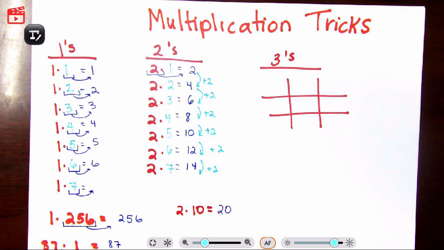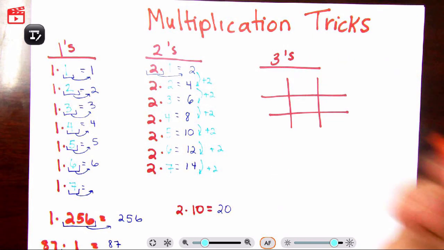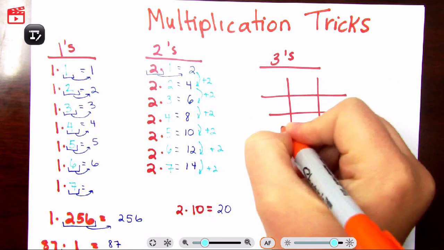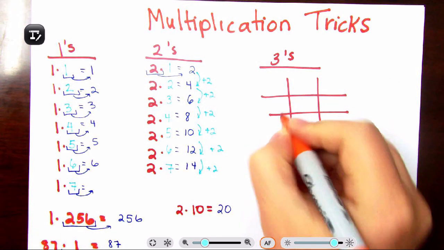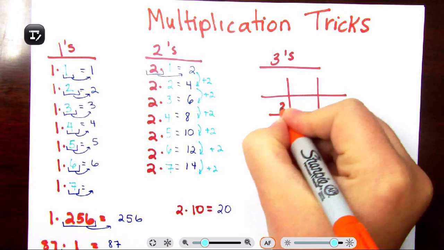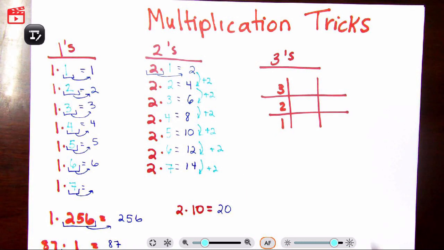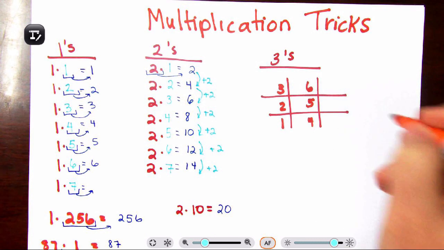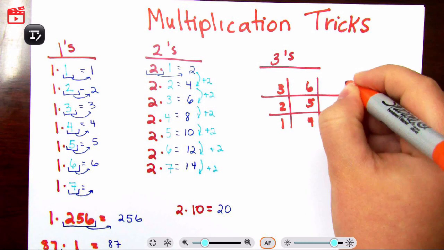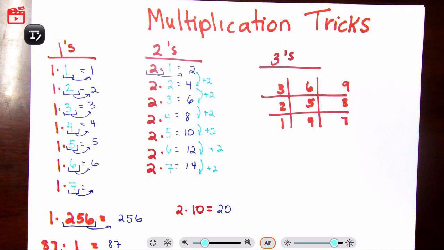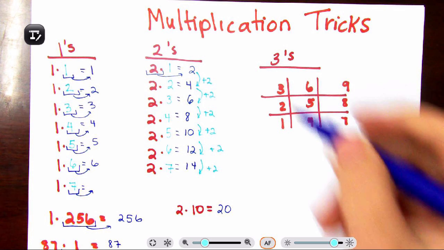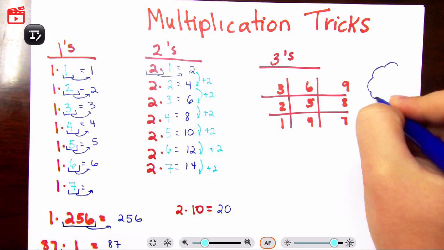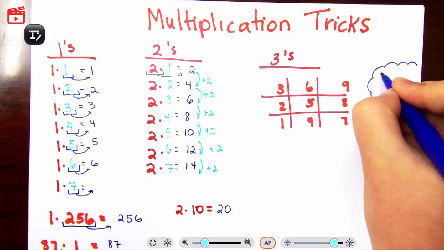All right, so whenever we're multiplying by threes, let's start from the bottom. We're going to go from the bottom, 1, 2, 3. And again, we're going from the bottom, 4, 5, 6. Once again, going from the bottom, 7, 8, 9. We're going from the bottom, so I'm going to put a little thinking bubble here. Start at the bottom.